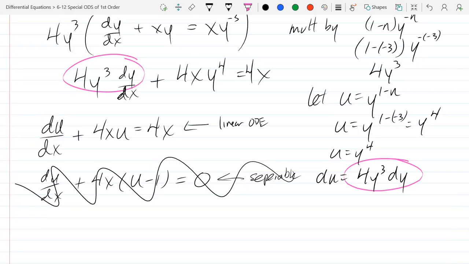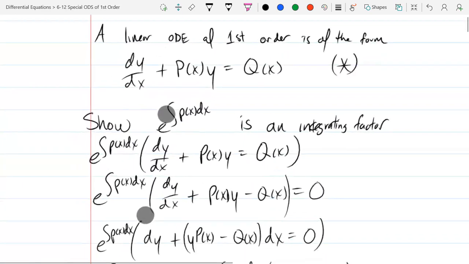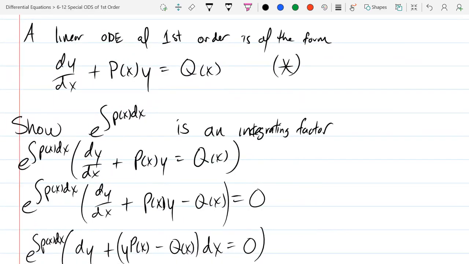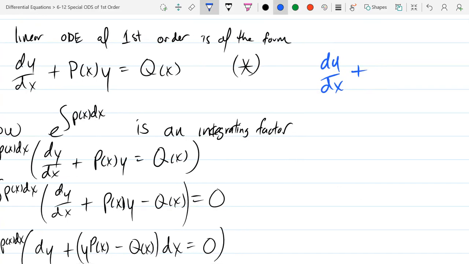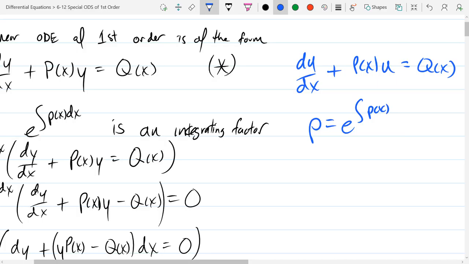So hopefully it's on your paper. I'm going to scroll up to the linear instructions, how to do linear again. I'll translate into u's, although it's not really a big deal. So there's your integrating factor in x's and u's in the blue.